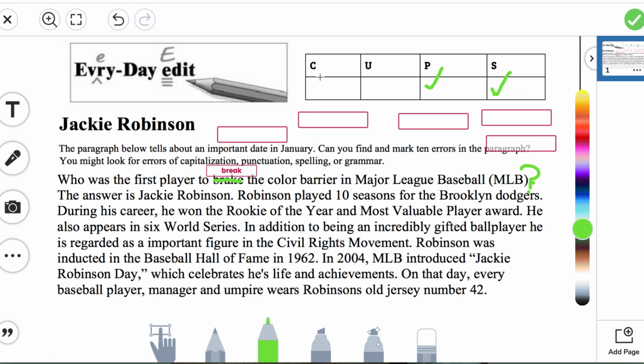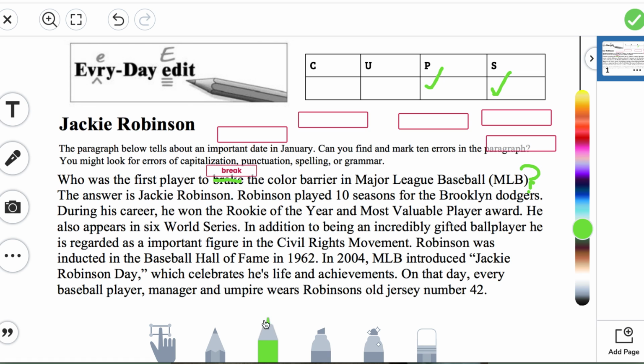Remember, when you edit, you only focus on these 4 skills. Words that need to be capitalized, is a verb used correctly, usage, punctuation, and spelling. Let's keep looking for the third error. Follow along and go at your own pace. The answer is Jackie Robinson. Robinson played 10 seasons for the Brooklyn Dodgers.